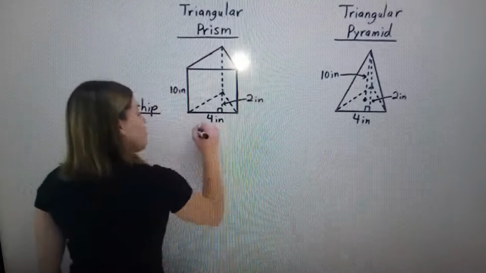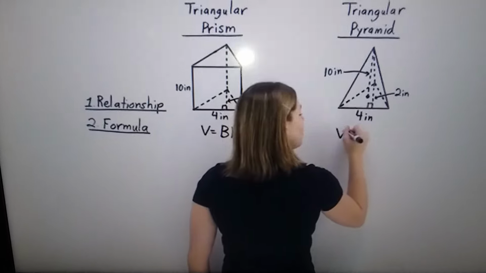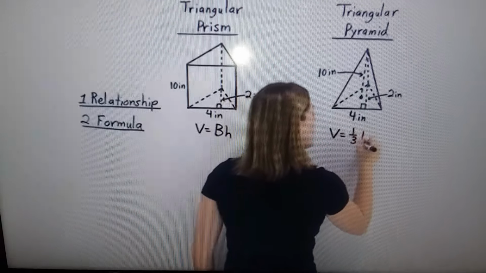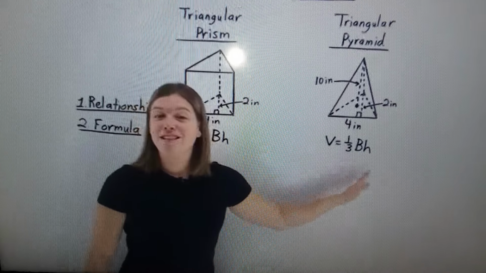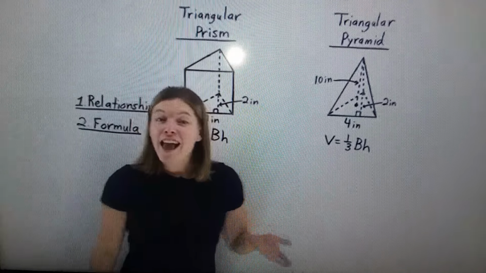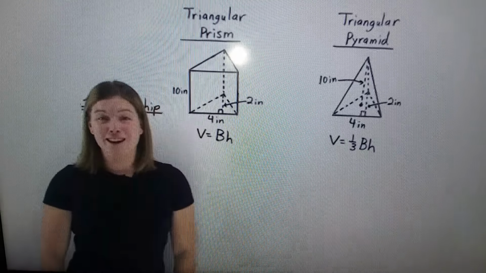To find the volume of a prism, we need to take B times H. B is the area of the base, and H is the height of the prism. Now, we said that the volume of this pyramid would be 1/3 of this volume here. So, to find this volume, we need to take 1/3 B times H. 1/3 the area of the base times the height. Hey, we now have a formula to find the volume of that pyramid.